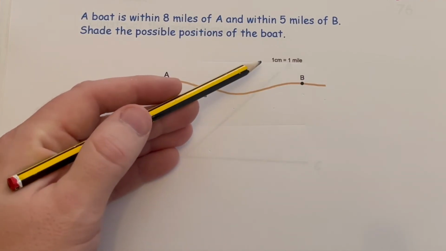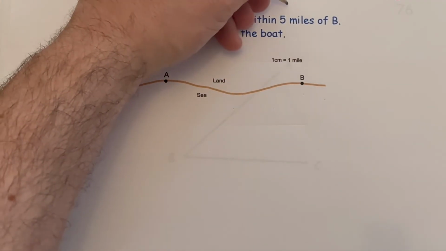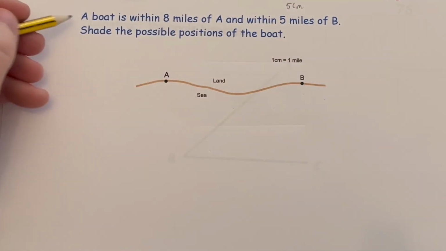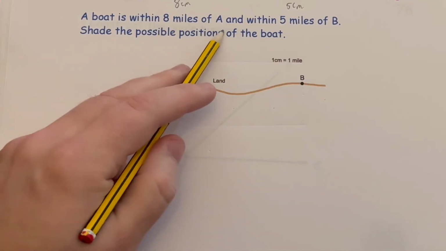Now, one thing to notice here, we've got a scale that 1 centimetre equals 1 mile. So this 5 miles on the map would be 5 centimetres. And this 8 miles on the map would be 8 centimetres. So the boat's within 8 miles of A.